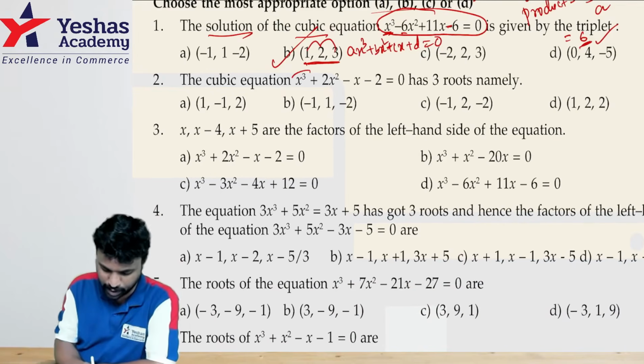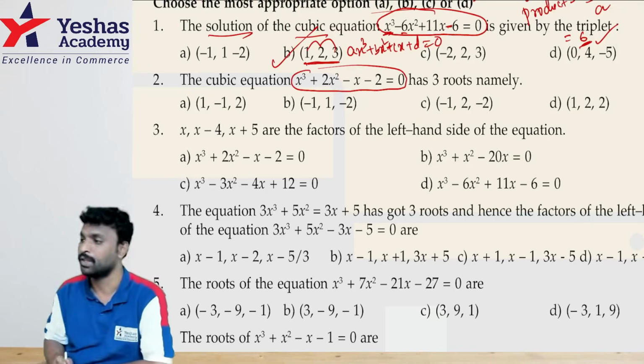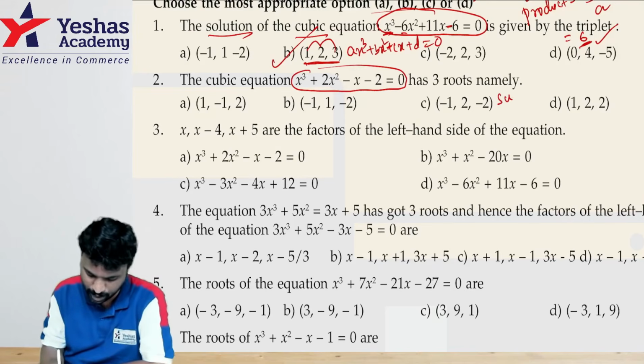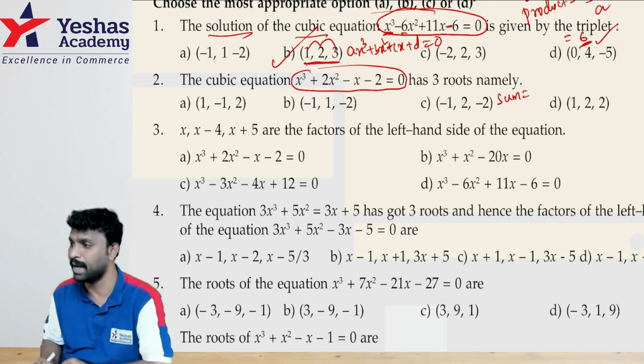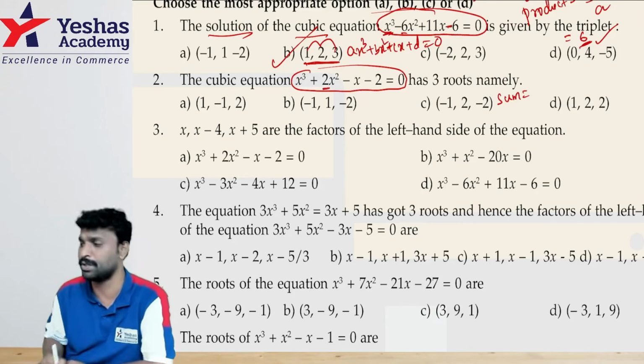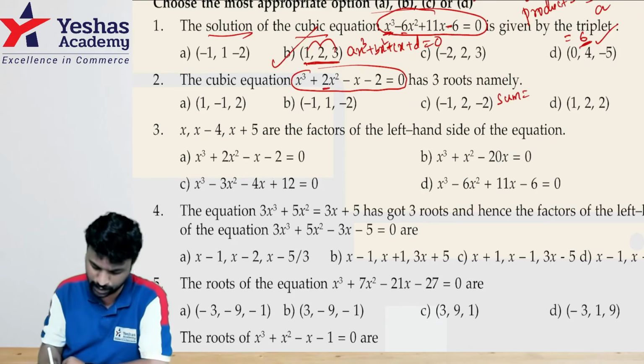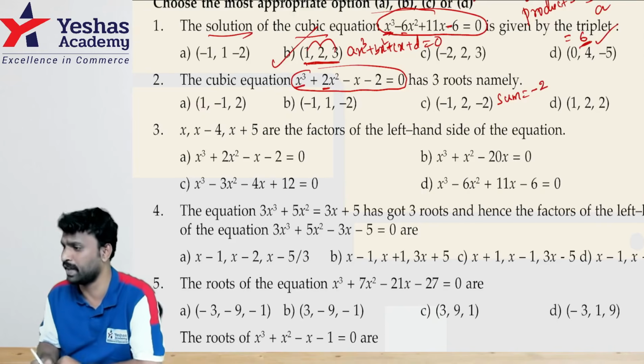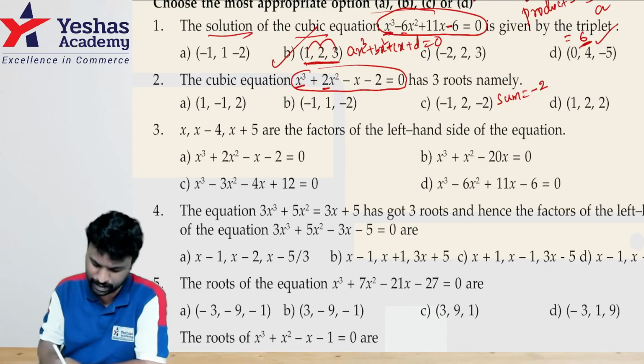This is a cubic equation and the roots are in the options. So first of all, find the sum of the roots. What is the sum of the roots? Minus b by a. Guys, here the b value is positive 2. Minus of positive 2 is minus 2 only. And the a value is 1, the coefficient of x cube is nothing, meaning 1. So the sum is minus 2.